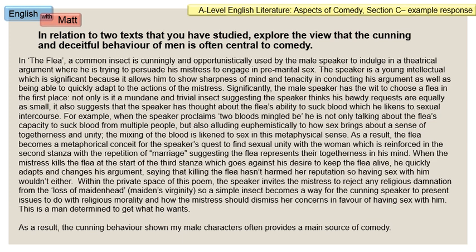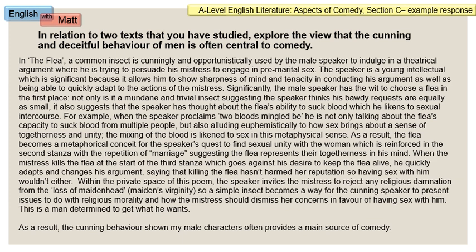As a result, the flea becomes a metaphysical conceit for the speaker's quest to find sexual unity with the woman, which is reinforced in the second stanza with the repetition of 'marriage', suggesting the flea represents their togetherness in his mind. When the mistress kills the flea at the start of the third stanza, which goes against his desire to keep the flea alive, he quickly adapts and changes his argument, saying that killing the flea hasn't harmed her reputation, so having sex with him wouldn't either.